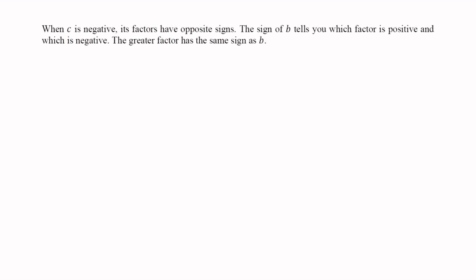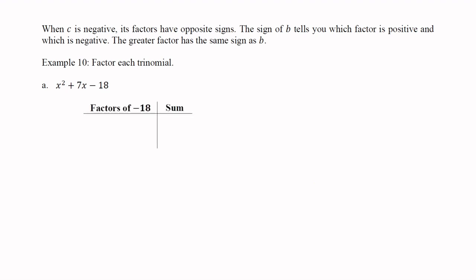When c is negative, its factors have opposite signs. The sign of b tells you which factor is positive and which is negative. The greater factor has the same sign as b. So in this first example, you notice that we have to multiply to negative 18. So therefore, one of our factors has to be positive, the other has to be negative, because a positive times a negative will give you a negative. But our middle term is positive, so that means the greater of the two factors has to be positive, since we have to add those two factors to a positive number.